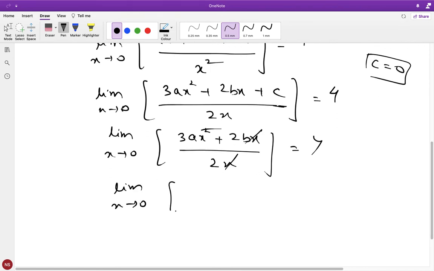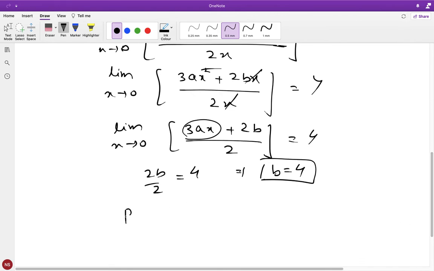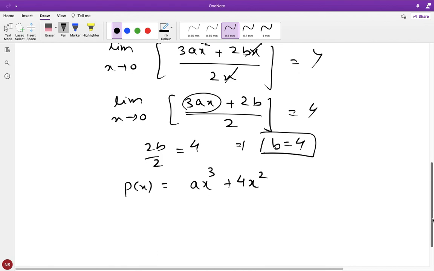Limit x tends to 0, (3ax plus 2b) by 2 is equals to 4. Only this is 0 and this is non-zero, so we can just simply put the value. So 2b by 2 is equals to 4. This means b is equals to 4. So p(x) is ax cube plus 4x square, cx was 0, plus d is minus 4.